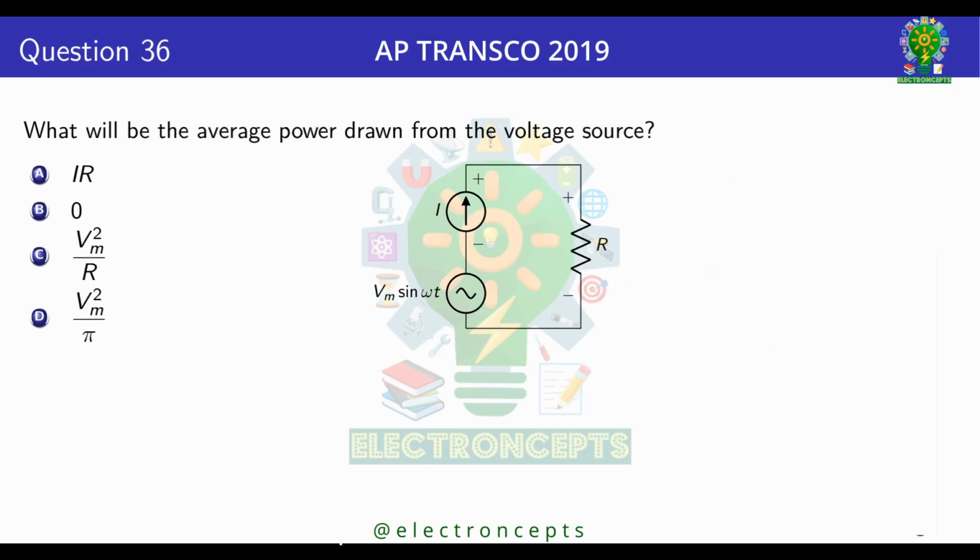Question number 36. What will be the average power drawn from the voltage source? We know that average power is equal to product of voltage into current, that is V of t into I of t.